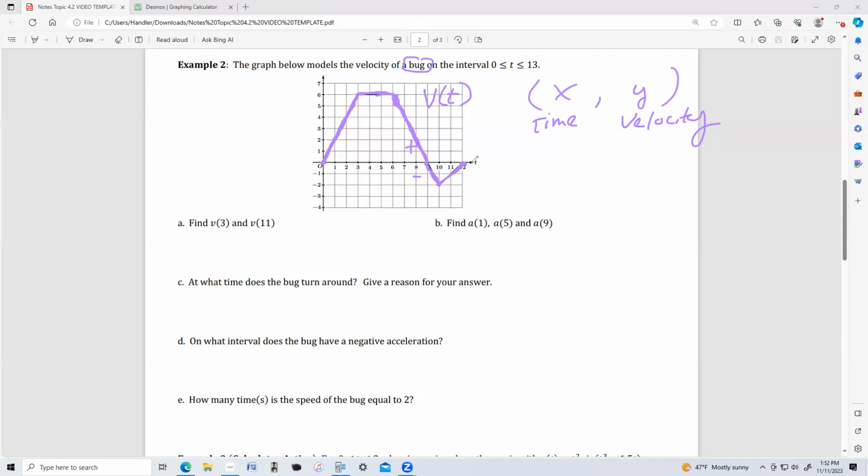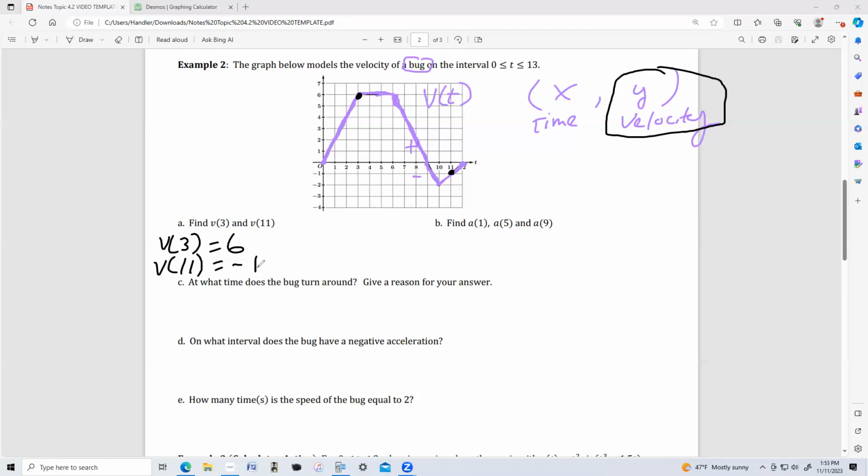It's really a graph. If you want to go back and check it out again, please do so. Question A: what's the velocity at time 3 and at time 11? Since the velocity is the y coordinates, you're just reading the y coordinates given the x coordinates of time. So v of 3 would be over 3 and up to 6, a velocity of 6. And v of 11 is a velocity of -1. That's straight off the graph because the graph is literally depicting velocity.